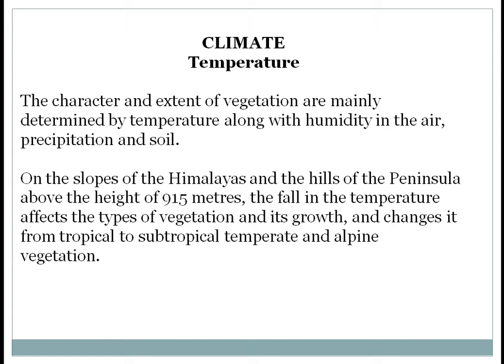On the slopes of the Himalayas and the hills of the Peninsula, over the height of 915 meters, the fall in the temperature affects the vegetation here, and the type of vegetation is different. The growth is different, with the change to tropical, subtropical and alpine vegetation. These topics we had nicely seen in our lower classes, right?